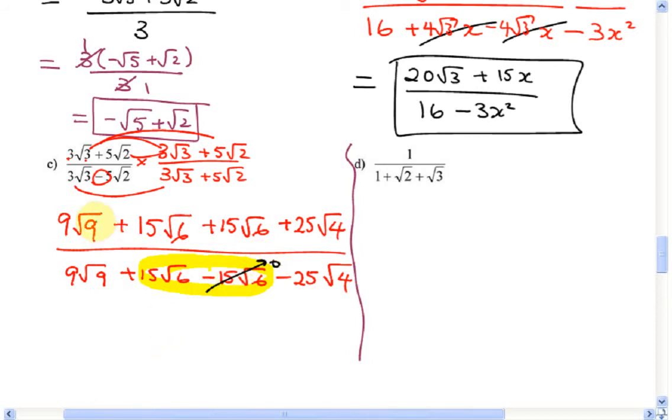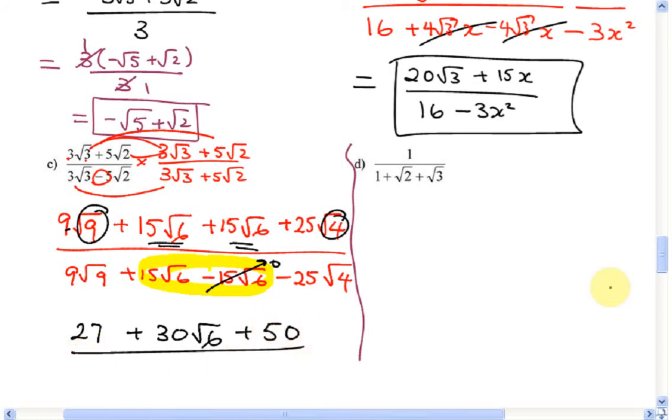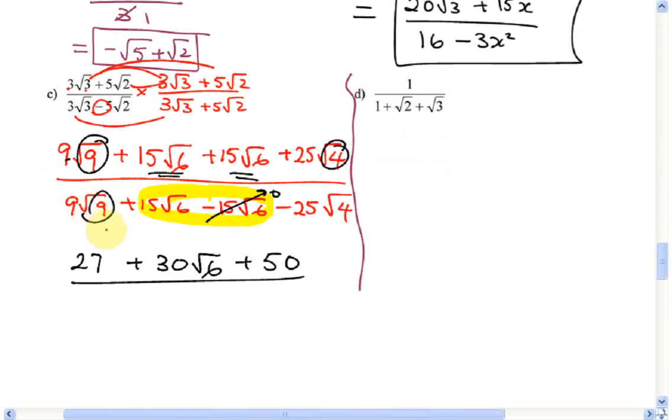Well, almost. What's root 9, by the way? 3. So 9 times 3 is 27. 15 root 6 plus 15 root 6. What does that become? That's right, 15 apples, 15 apples, add them together, 30 apples. Root 4 is equal to 2, so 25 times 2 is 50. On the bottom, 9, once again, 3 is 27, and this one, of course, is once again 50.